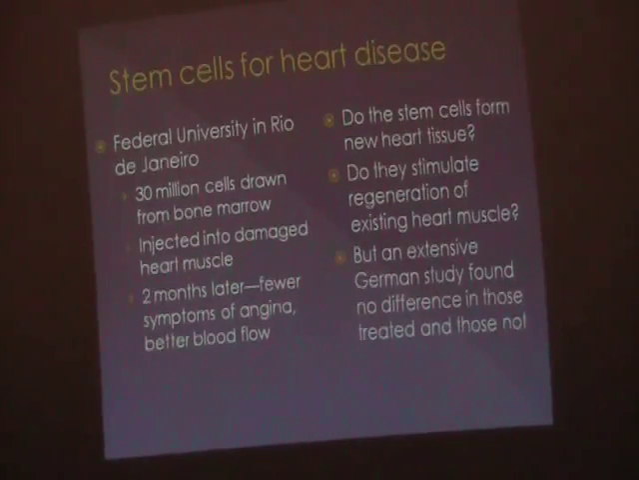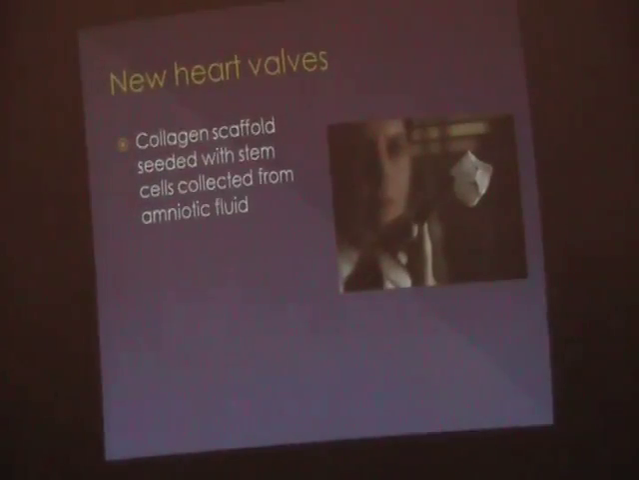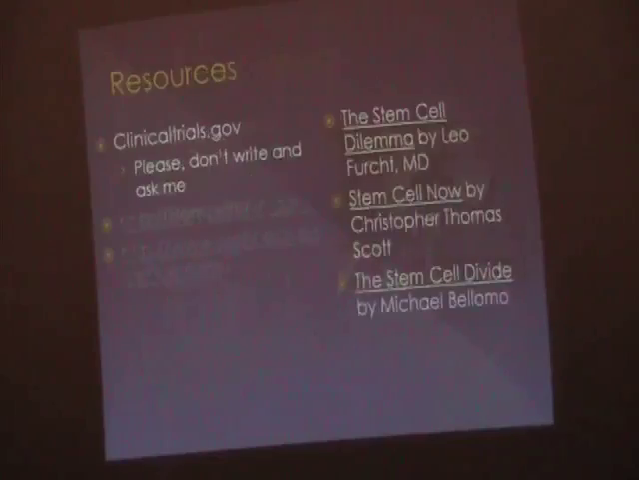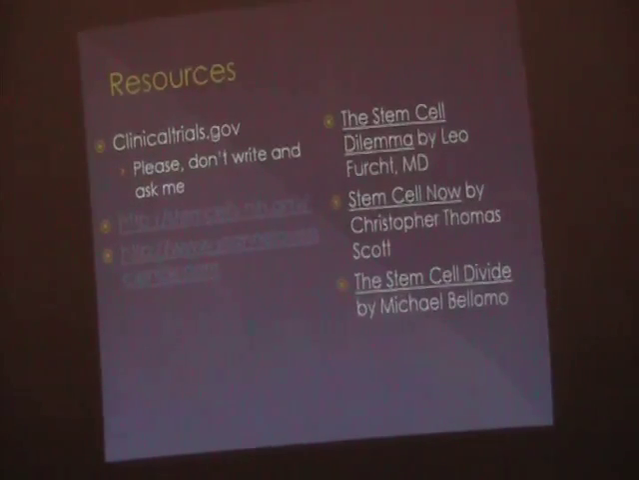I'm sliding through these pretty quick because Dave is standing. Yeah, Dave. These people made heart valves. They actually collected amniotic fluid, got the cells, and they made heart valves for replacement. So if you ever have a mitral valve prolapse.